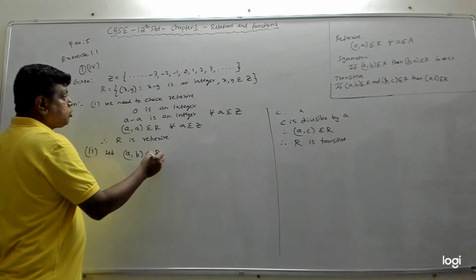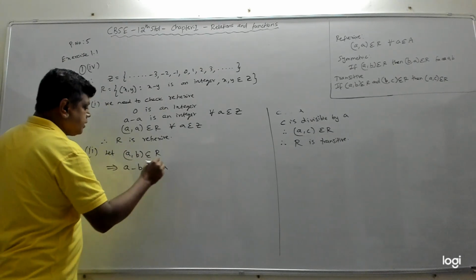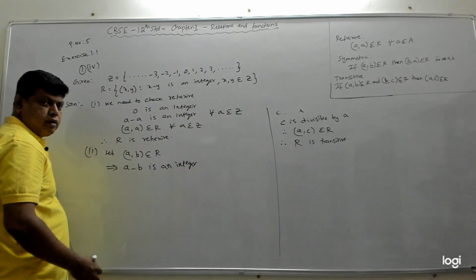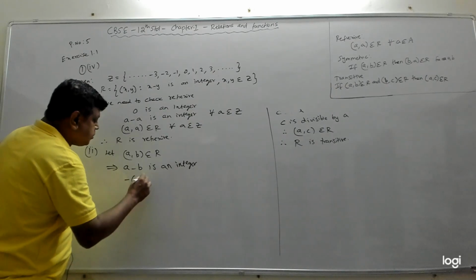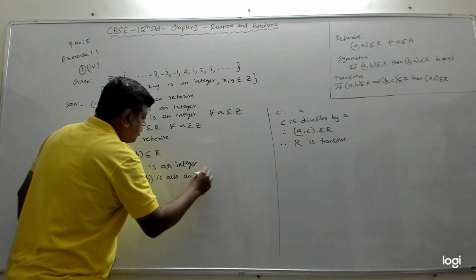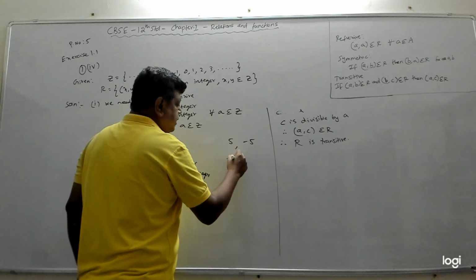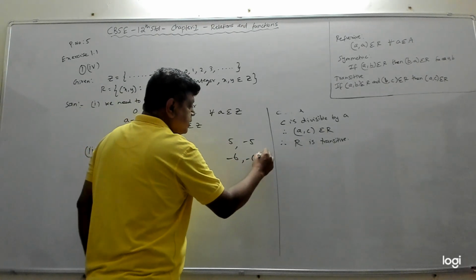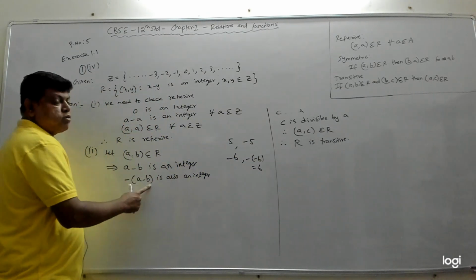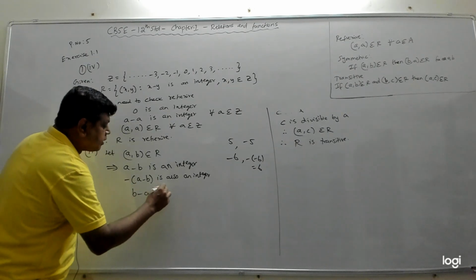Then when A comma B belongs to R, what does it mean? It means A minus B is an integer. When A minus B is an integer, then minus of A minus B is also an integer. Correct? If 5 is an integer, then minus 5 is also an integer. If minus 6 is an integer, then minus of minus 6, which is 6, is also an integer. So when A minus B is an integer, then minus of that is also an integer. Why am I putting minus of that? Because if I put minus, it will become B minus A is an integer.